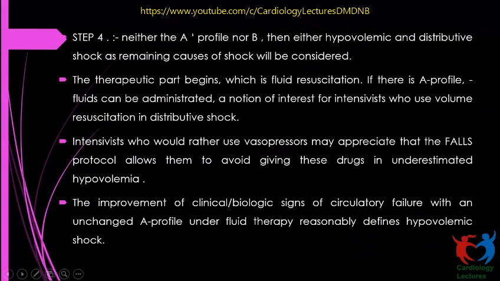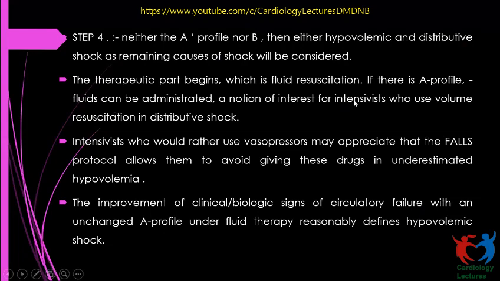Now coming to the next step, step 4. If there is no A profile and no B profile, then either there is a hypovolemic shock or a distributive shock. These are the only two things which are remaining now. So then you start therapeutic management. If you don't have B lines, you are sure that there is no fluid in the lung. So start the proper fluid management, and there is no A- profile. That means there is no pneumothorax. So you start fluid resuscitation. If there is an A profile, fluid can be administered.